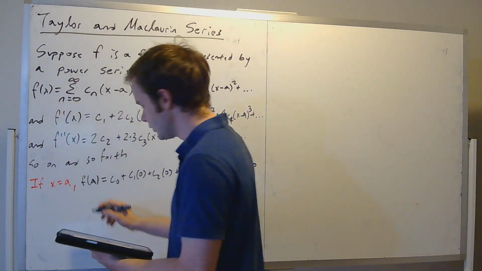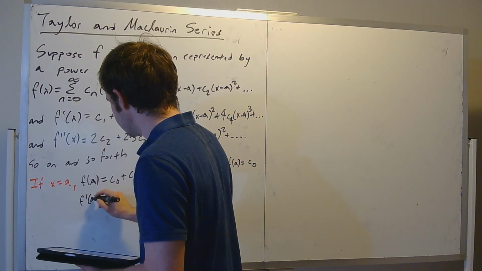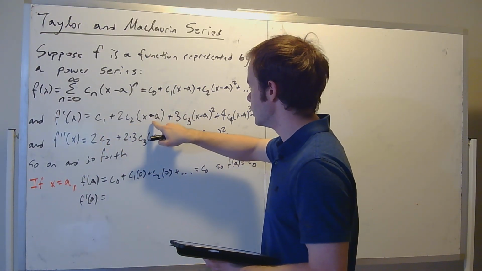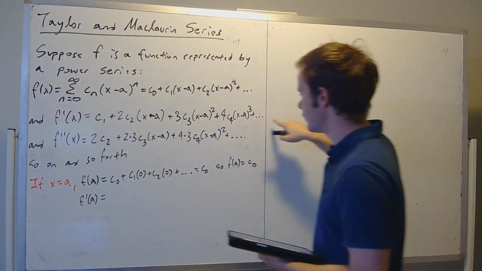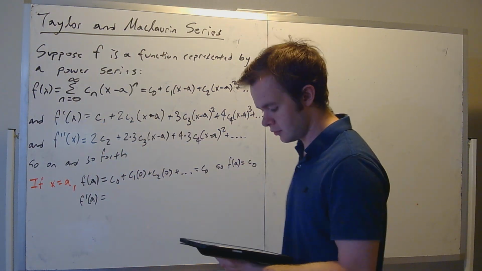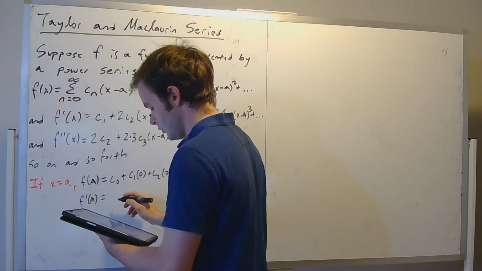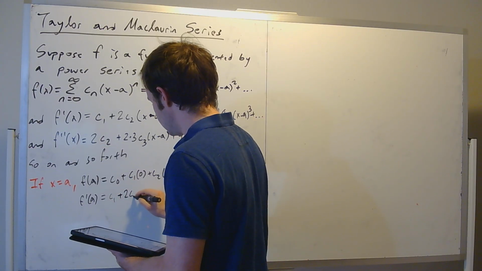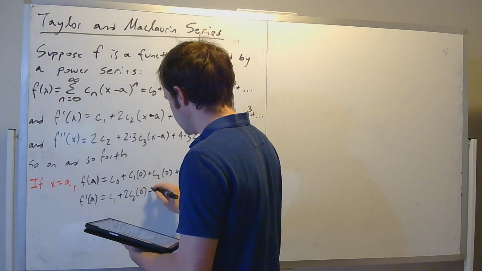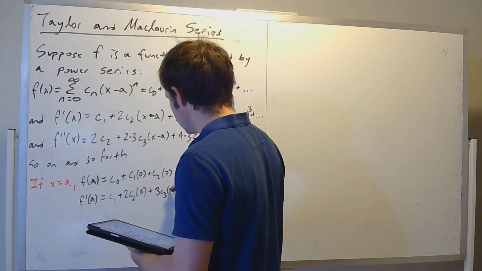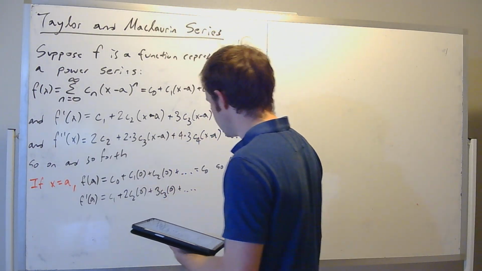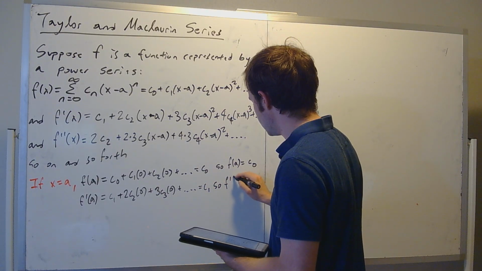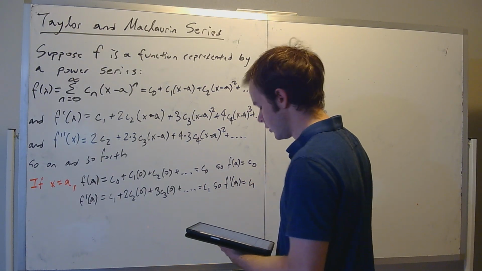And let's see what happens whenever we have f prime of a. Right, so we'd look at the derivative, and if we plug in a, then all of this stuff is going to go away, and we're just left with C1. So we're going to have C1 plus 2C2 times 0 plus 3C3 times 0, and so on. And eventually we just get C1. So f prime of a equals C1.